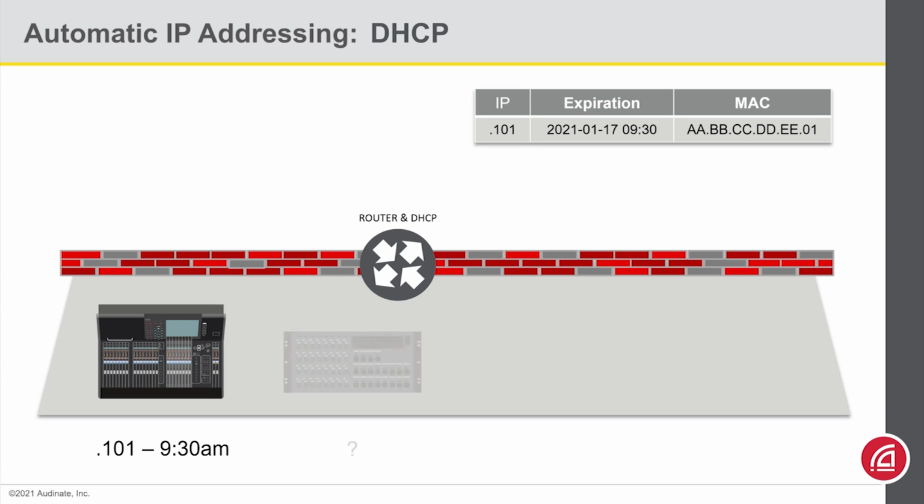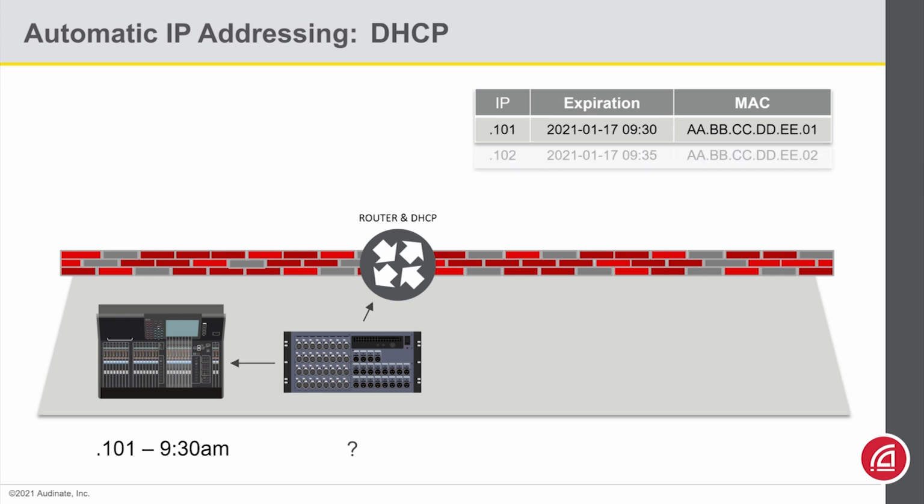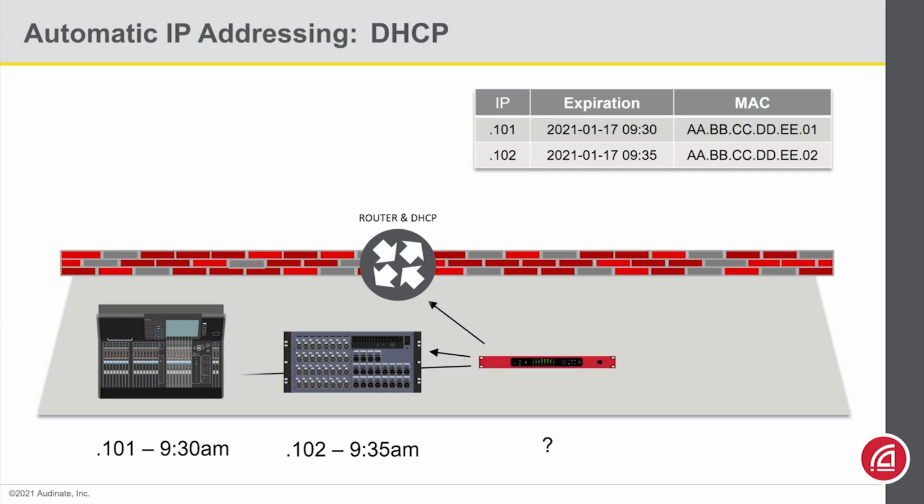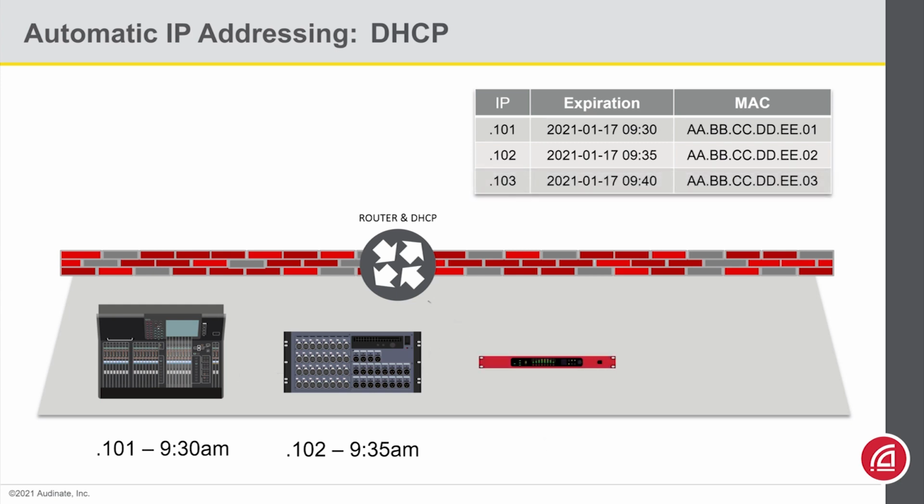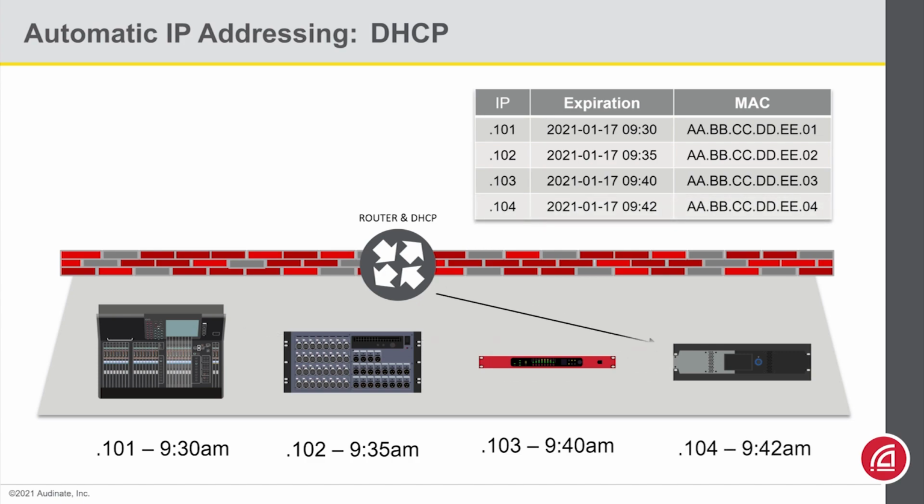So here comes another device. When its network ports light up, it'll send a broadcast DHCP request that goes to everyone. Again, only the DHCP server responds with the configuration, noting the MAC address and expiration for that configuration. And on this goes as devices join the network. Another broadcast DHCP request, another configuration is given, and so on and so on.